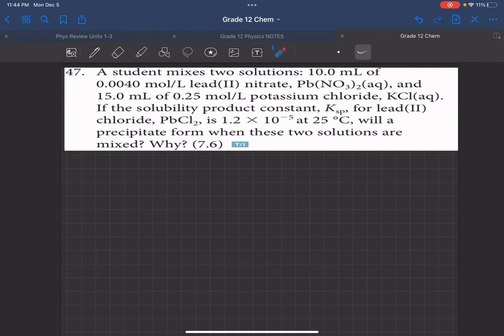So just from looking at this, it is a very, very small number. So I'm pretty positive that a precipitate will form, unless we put a very, very small amount of solute into our solvent. But we're going to prove that algebraically, right? So how do we know if a precipitate forms?